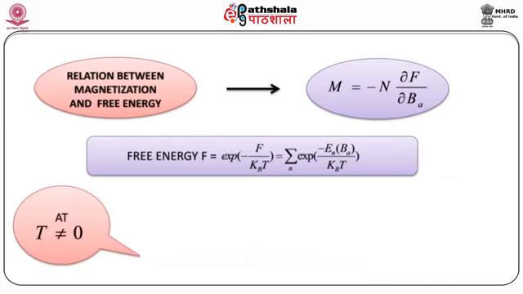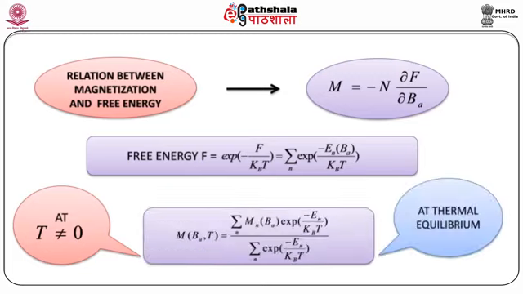At T not equal to 0, at thermal equilibrium, the magnetization can now be rewritten as M as a function of Ba and T is equal to the summation over n of Mn(Ba) times e raised to the power minus En by kBT, divided by the sum of exponential minus En divided by kBT. So this is in thermal equilibrium, remember that. Now we need to determine the energy shift induced by a magnetic field in order to calculate the susceptibility.